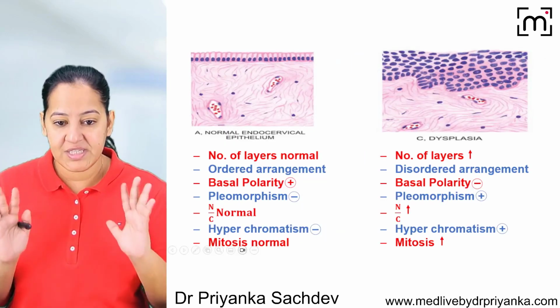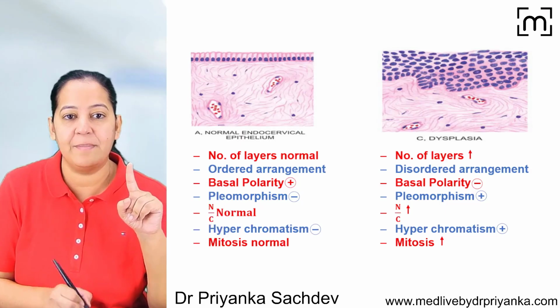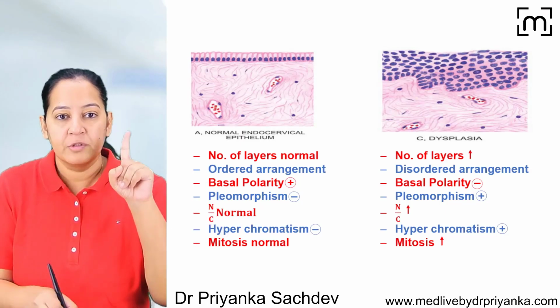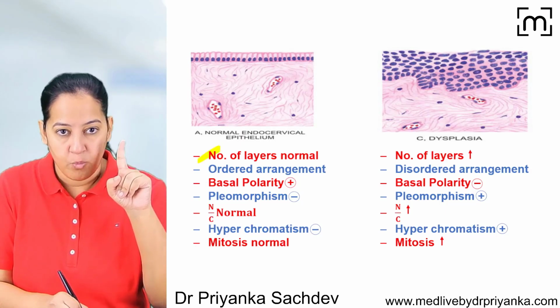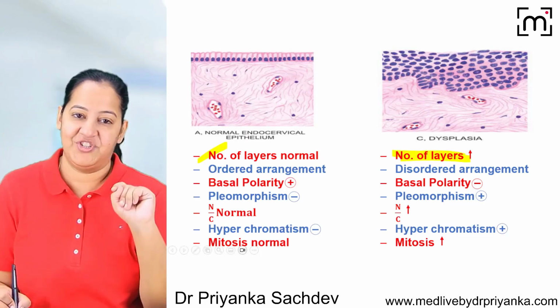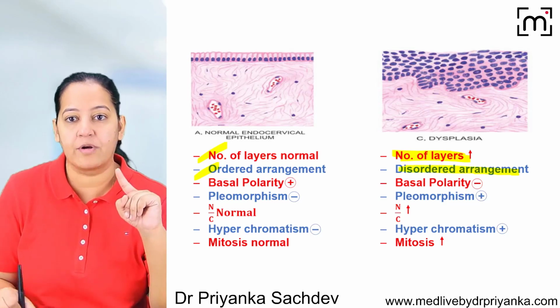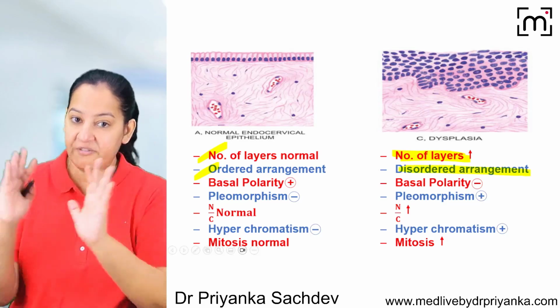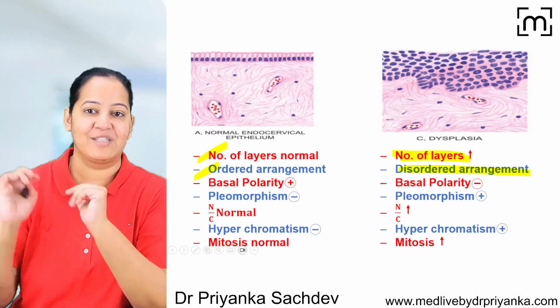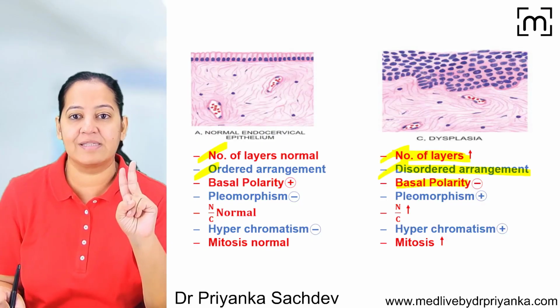So what are the 7 changes? Can you enumerate the 7 changes one by one? See the 2 diagrams and tell me the changes of dysplasia. Normally number of layers is 1. But here number of layers is increased. So increase in number of layers is dysplasia. Secondly, the arrangement is orderly normally, but here the arrangement becomes disordered. So disordered arrangement is dysplasia. Define dysplasia. Don't define normal. Define dysplasia: increase in number of layers, disordered arrangement, the basal polarity is lost.